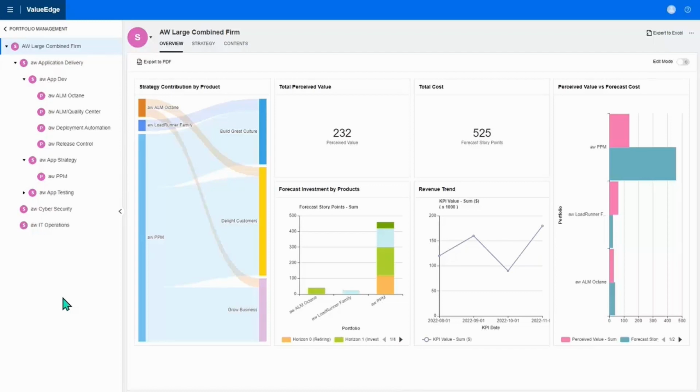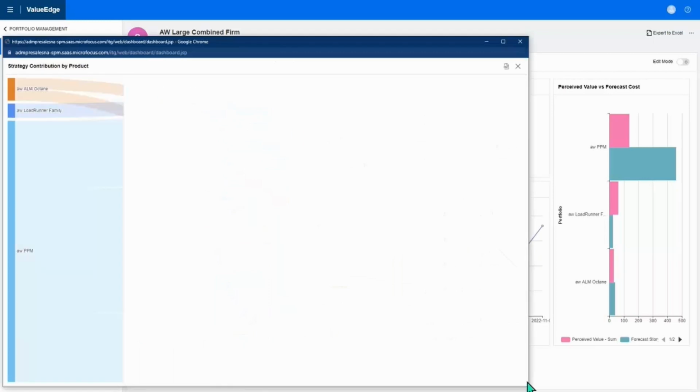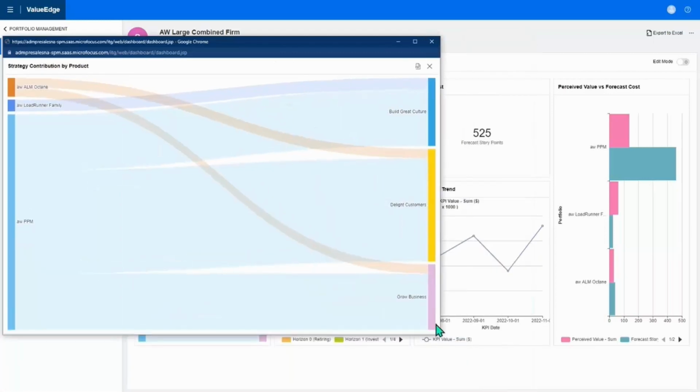Let's look at some of the widgets that are on the screen that you're looking at here. At the highest level, let's go ahead and expand this strategy contribution by product. When we do that, this is an example of a Sankey diagram.